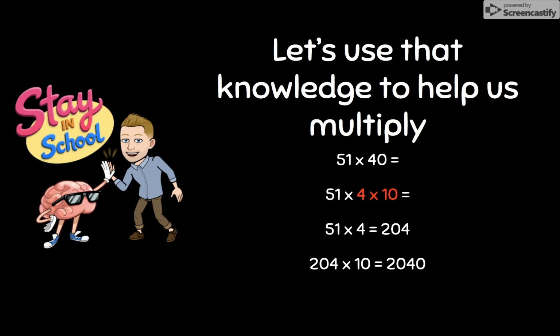So I've looked at the number 40 and I've said, that's a pretty tricky multiplication problem. I need to simplify that. What can I do? I can break 40 up into two smaller factors. For example, I've broken it up into 4 and 10 because 4 times 10 is 40. So I've transformed my original multiplication problem into 51 times 4 times 10. And now I'm going to solve that. 51 times 4 is 204, and then 204 times 10 is 2040.